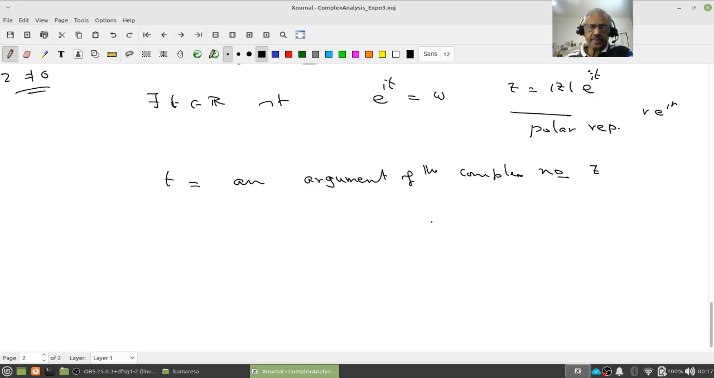So the question is, can I choose it uniquely? Now let us look at C star. I am looking for a function, let us call it theta of z. Let us do it. This t is not unique.